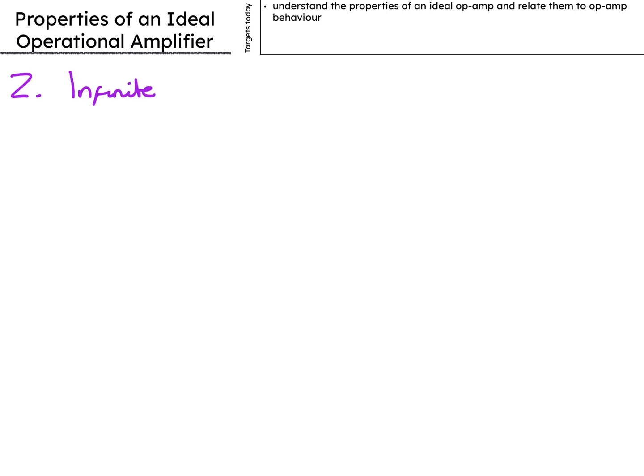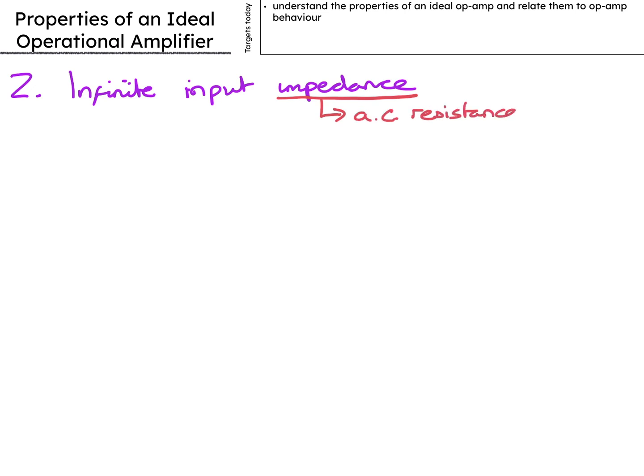Property number 2. Infinite input impedance. This is quite simple, although the word impedance may be new to you. Just think of impedance as resistance in an AC circuit. So, number 2 can be thought of as being infinite input resistance. This means that no electricity can flow into the op-amp.